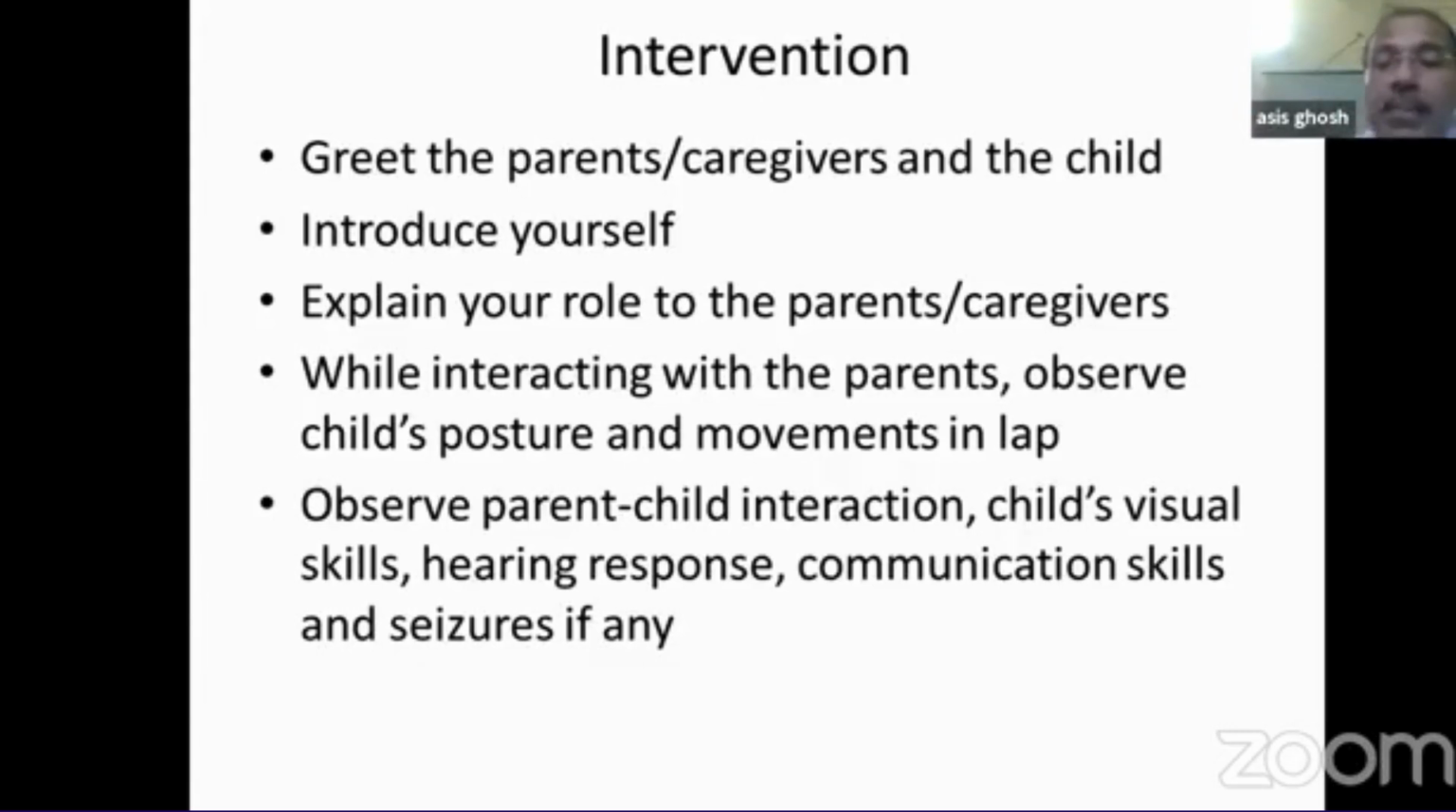Observe parent-child interaction, the child's visual skills, and you can make out hearing response, communication skills, and seizures, if any. You do not have to do these separately one by one.